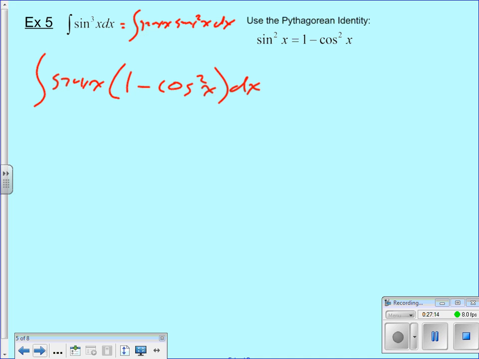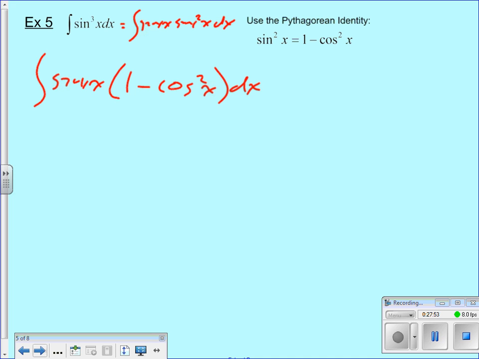And you're thinking to yourself, ah, that still looks bad. It does, doesn't it? Yes. So here's the tricky part. What should I let my u be? Do that. See what you get. Let u equal 1 minus cosine squared x and take the derivative. You get sine x.